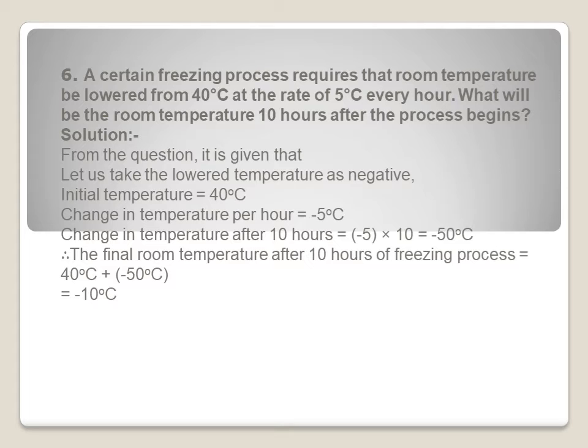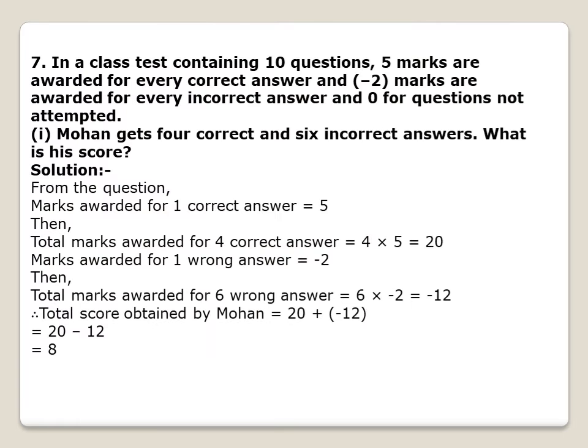So after the freezing process completed for 10 hours, the room temperature checked was minus 10 degrees centigrade. Hope it is clear. The initial temperature before starting the process was 40 degrees centigrade. So plus 40 degrees, it is more temperature. Now, after the freezing process completed, the temperature of the room checked was only minus 10 degrees centigrade. Hope it is clear to you.